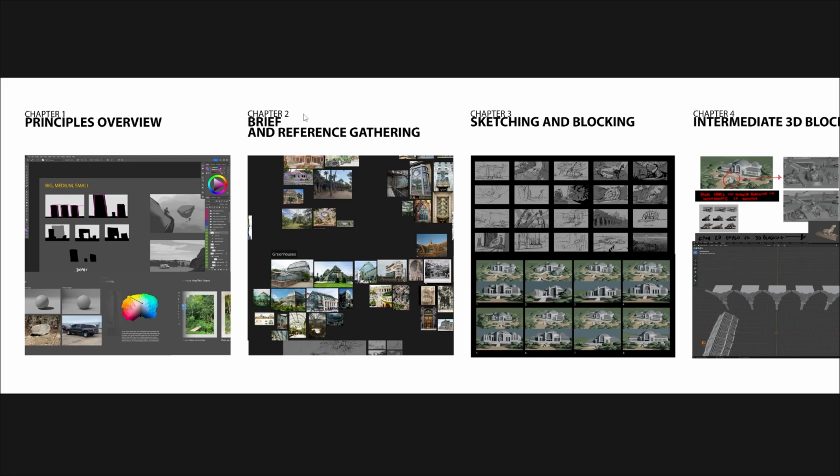In chapter 2, we will start giving ourselves a brief and gathering references. I will show you how to find an idea and how to plan what you will be doing, meaning thinking about the story you want to tell, the place where your story takes place, and all these questions related to the nature of your story. I will show you how to gather references from different sources to help you with your project and give you inspiration.